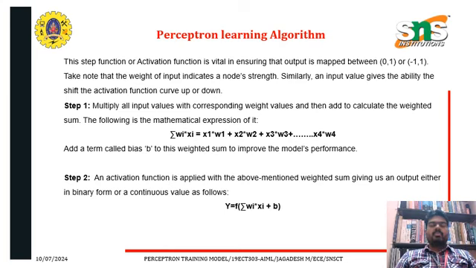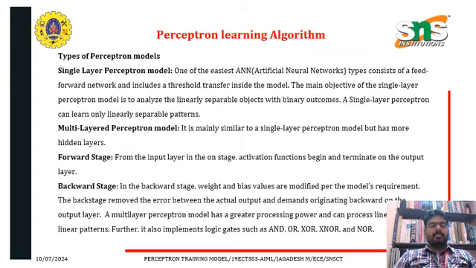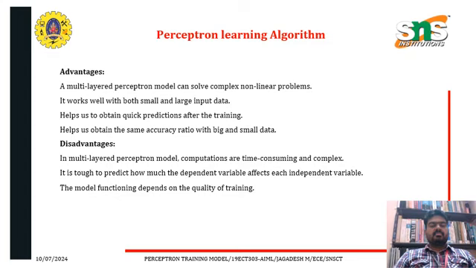Step 1: multiply all input values with the corresponding weight values, and then add them to get the weighted sum. Step 2: the activation function is applied to the above-mentioned weighted sum, giving us an output either in binary form or as a continuous value. The types of perceptron model we already discussed in the previous episode also: the single layer perceptron model and the multi-layer perceptron model, with forward stage and backward stage.